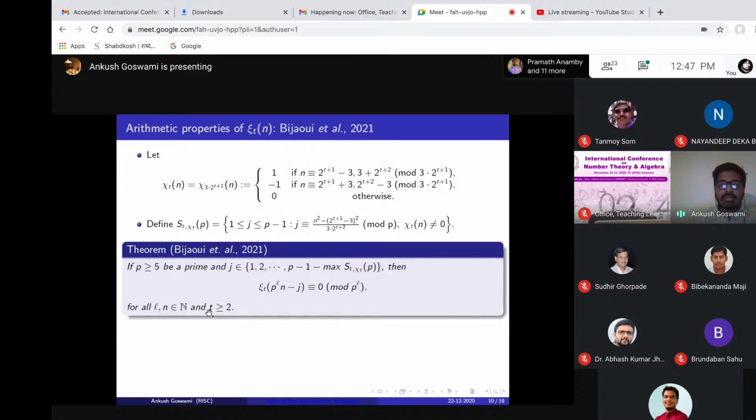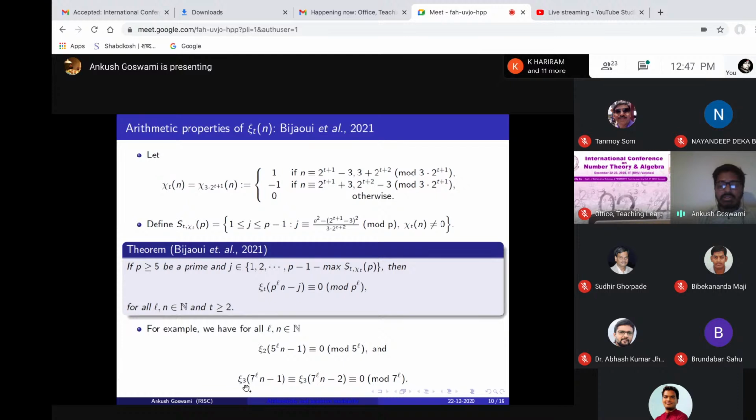Okay, so for example, if you take t equals 2 and p equals 5, then you get this congruence for xi 2 mod 5 to the power of l. And then if you take t equals 3 and p equals 7, then you get these congruences for the generalized Fishbone numbers xi 3 mod 7 to the power of l.